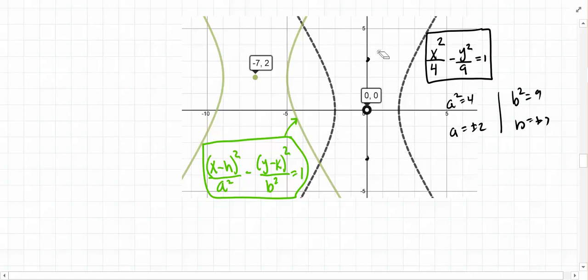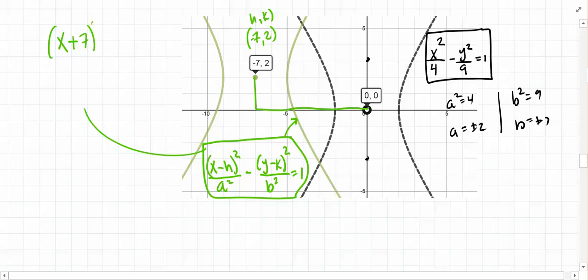What I want you to understand is how do we get from this equation over to the green equation? So this hyperbola has been moved 7 units to the left and 2 units up. So my center is now at negative 7, 2. So that's my h and that's my k. So it's going to have the form of this. So I'm going to have x minus a negative 7, so that's going to be x plus 7 squared all over 4 minus y minus 2 quantity squared over 9 is equal to 1.